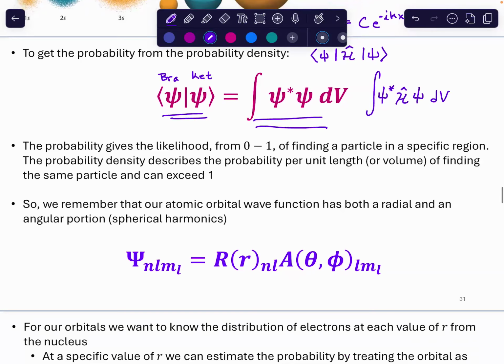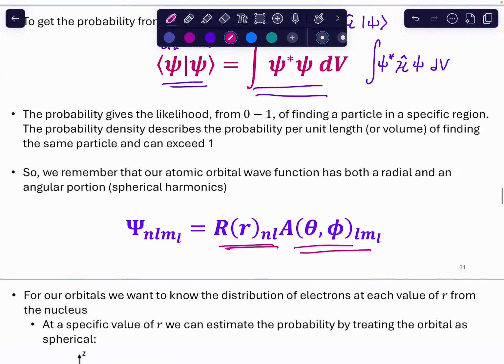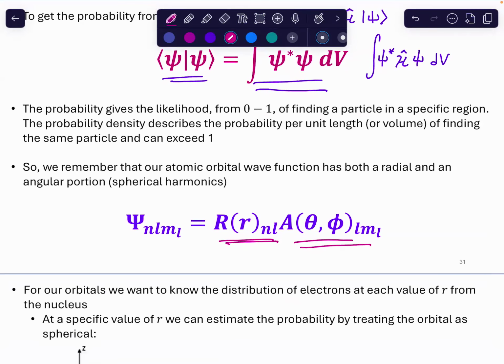Now, we remember that our wave function has both a radial and an angular portion. This radial distribution function is not going to take into account the angular portion. The spherical harmonics, the angular portion, are what really dictate the shape of your orbital, whereas your radial portion is going to dictate how far out from the nucleus you are. That's why we're still able to work with the radial distribution function in spherical space.